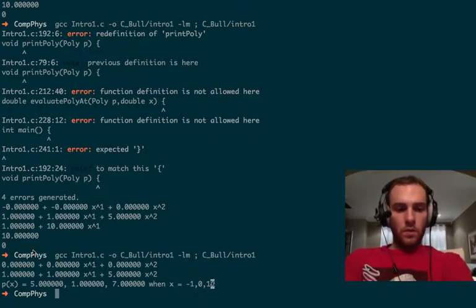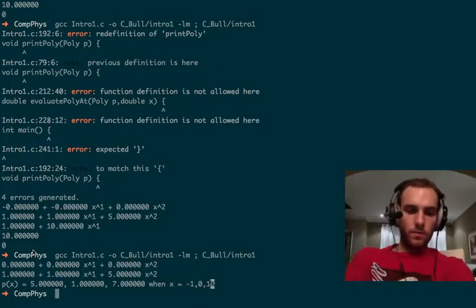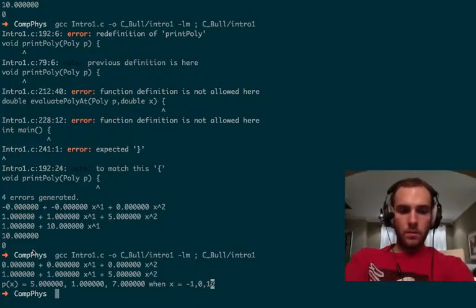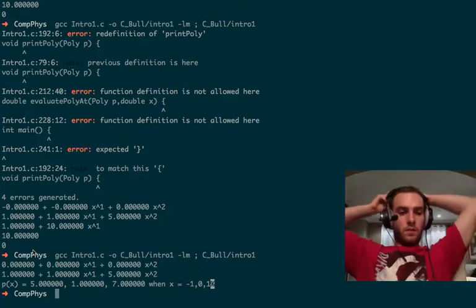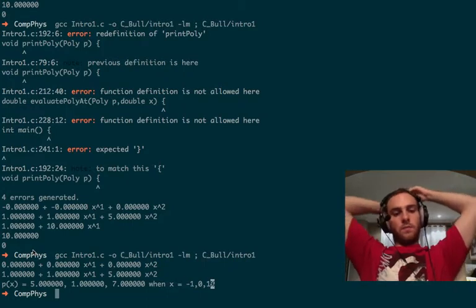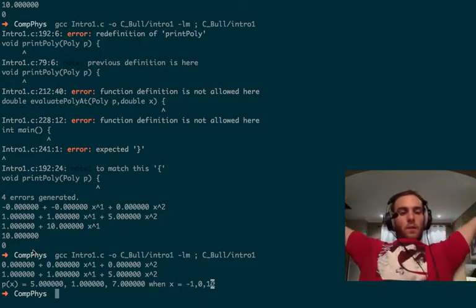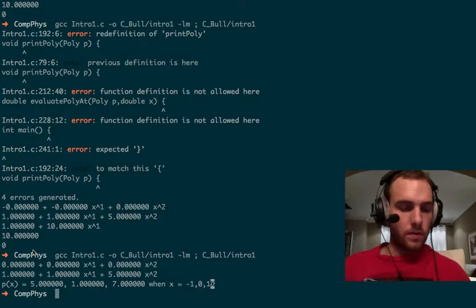Okay, at -1, the first 2 terms cancel. You're left with 5. At 0, only the constant remains, and at 1, everything adds up, so you get 7. Okay, that works.